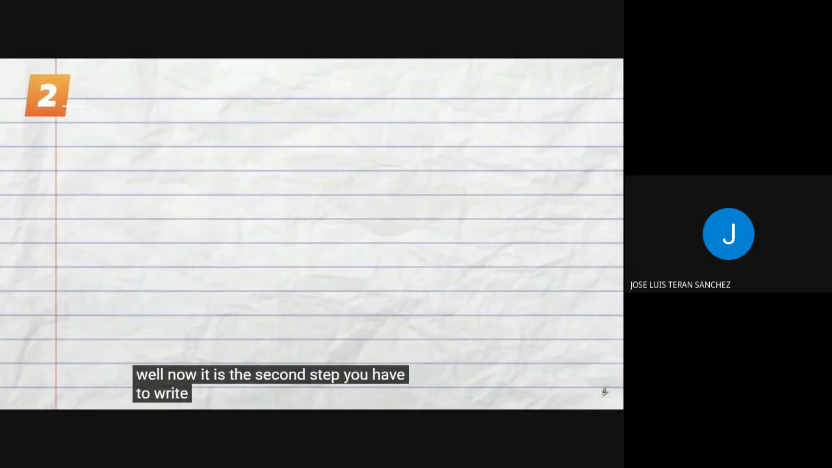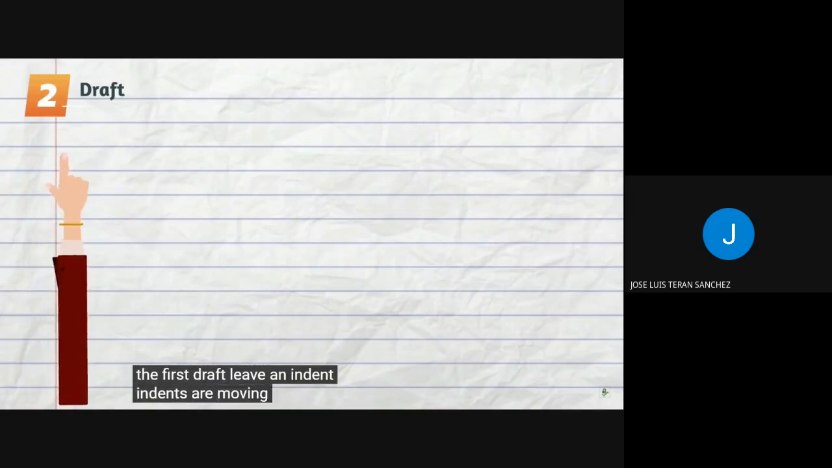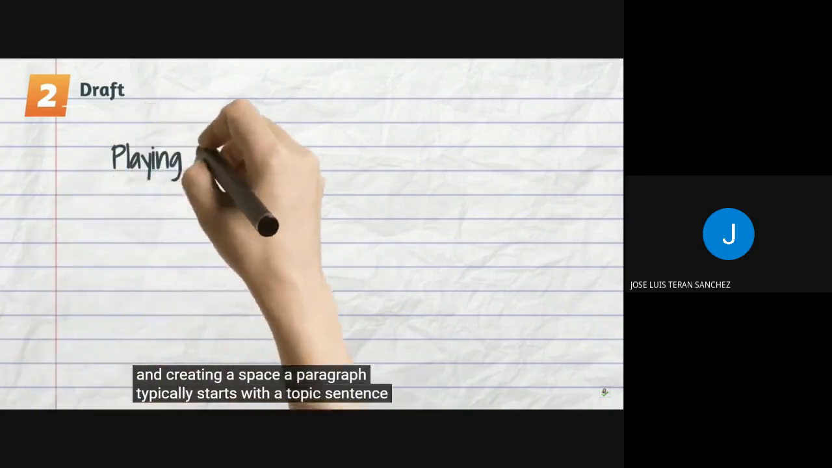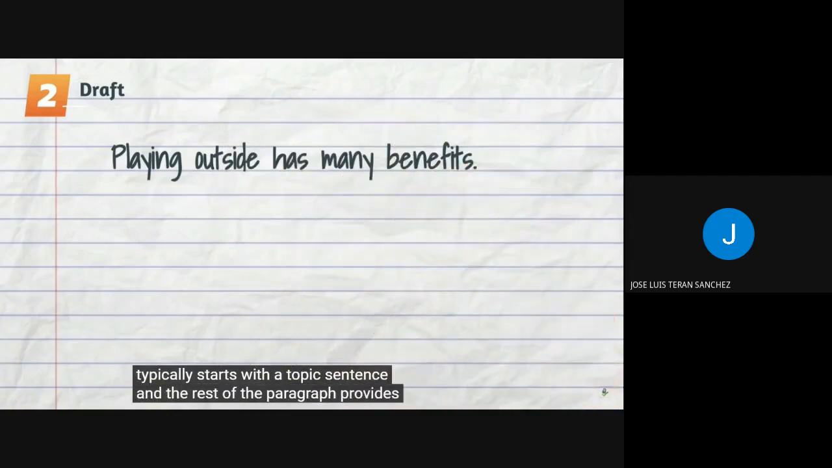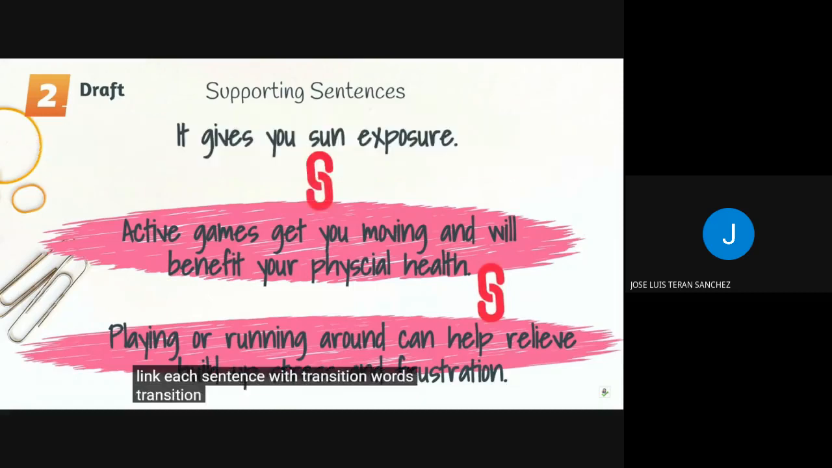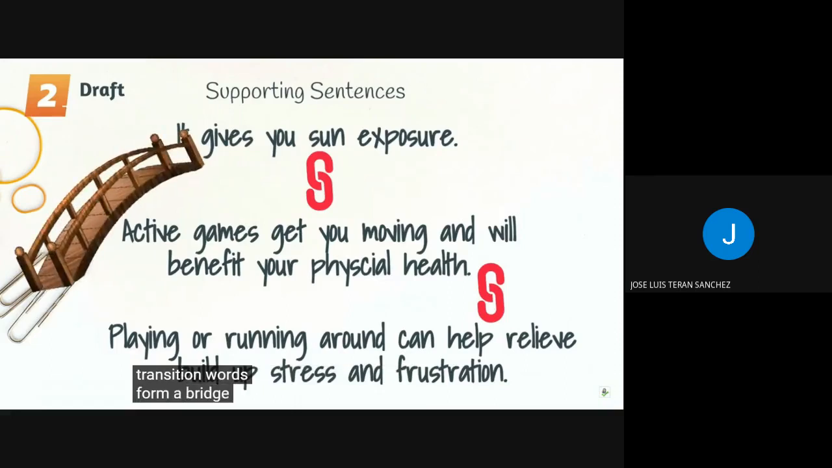Well, now it is the second step. You have to write the first draft. Leave an indent. Indents are moving the first line of a paragraph to the right and creating a space. A paragraph typically starts with a topic sentence, and the rest of the paragraph provides details to support and develop the topic sentence. So you're going to write the supporting sentences. Link each sentence with transition words. Transition words form a bridge between the sentences. So I'm going to use here first, second, and lastly.